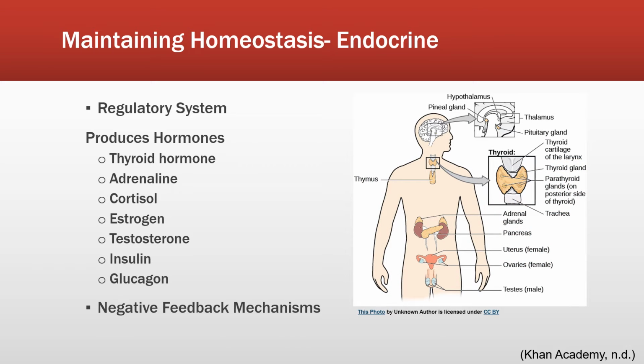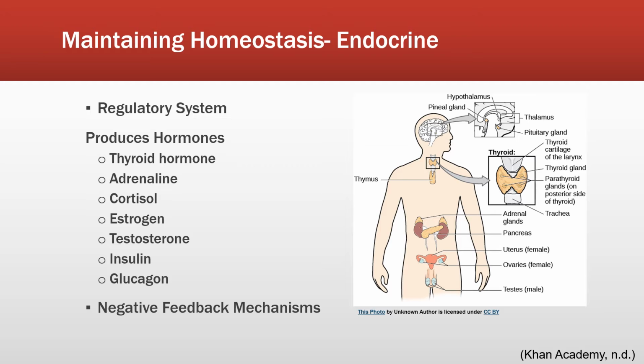The endocrine system is a regulatory system that uses the hormones that it produces to send signals throughout the body. The hormones travel through the bloodstream to control the actions of the cells and organs. Some of those hormones are the thyroid hormone, adrenaline, cortisol, estrogen, testosterone, insulin, and glucagon.